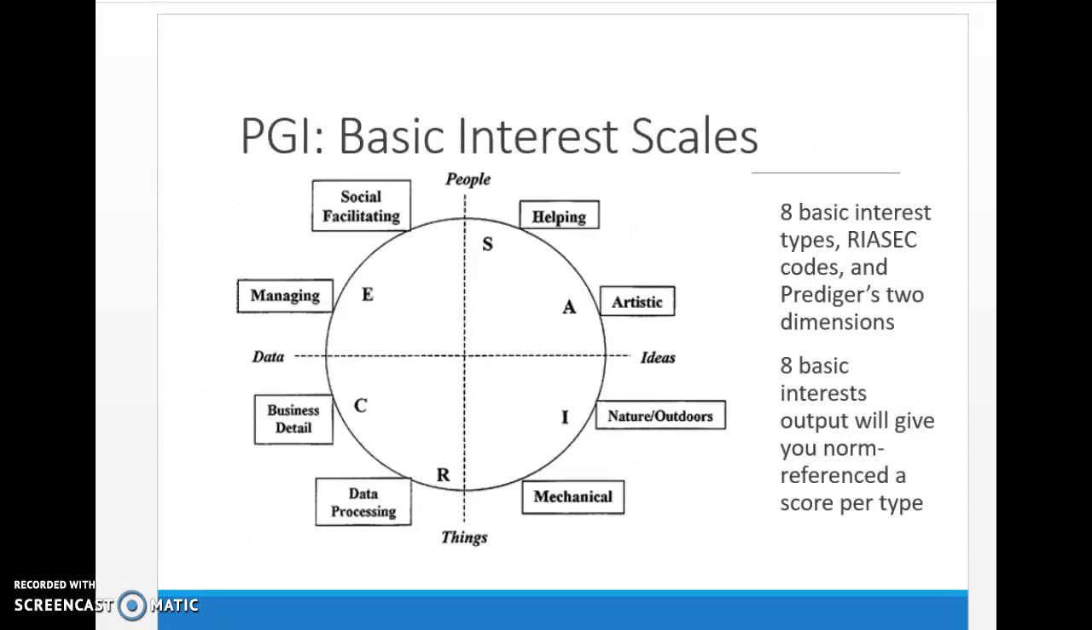So moving on to what all the areas are. So you've got your basic interest circle, and you can see these two axes. You can also see the RIASEC and how they fit into things. And then, even more, there are 8 basic interest types that are mapped onto here. So some of these are the same, like artistic is artistic, but I is split up into nature, outdoors, or mechanical.